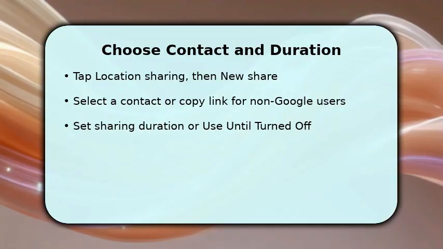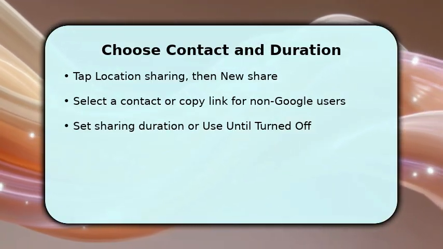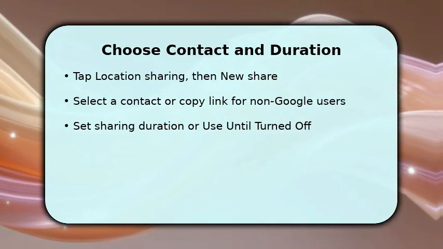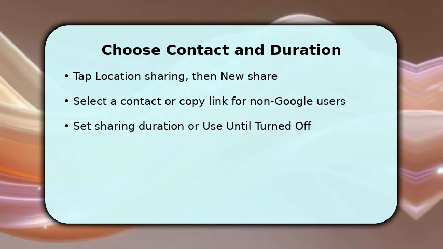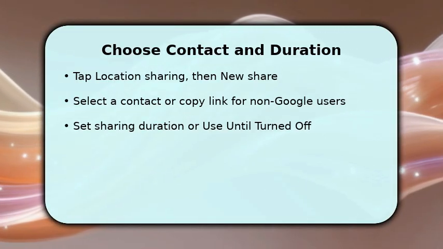Tap Location Sharing, then New Share. The interface lets you pick a saved contact or generate a shareable link if the person isn't on Google. Choose a duration. Pick a fixed time for temporary tracking or use until turned off for continuous sharing.